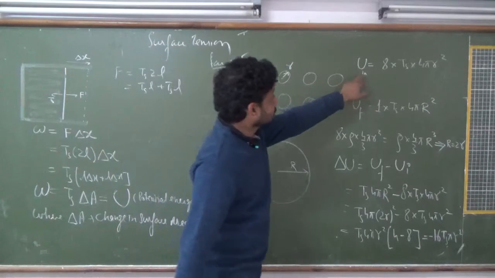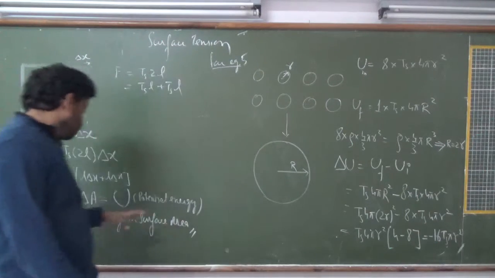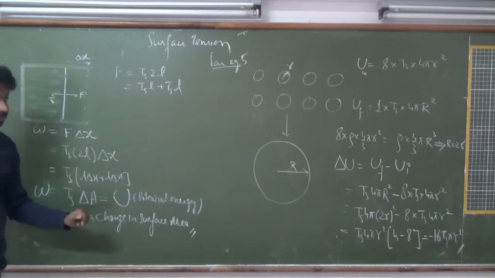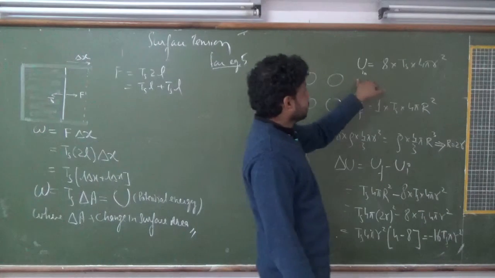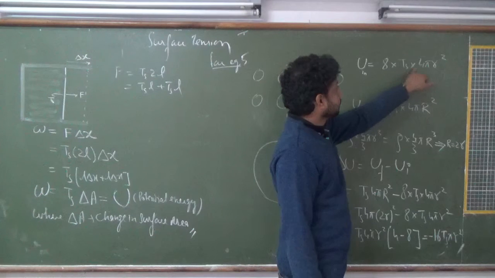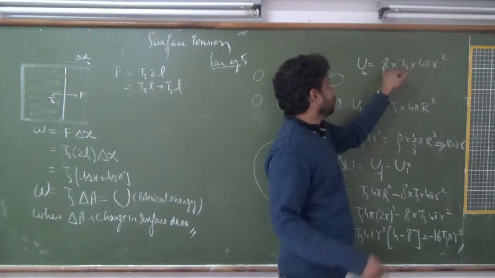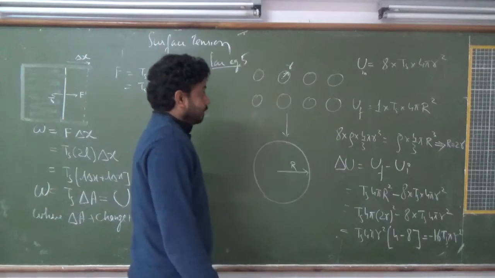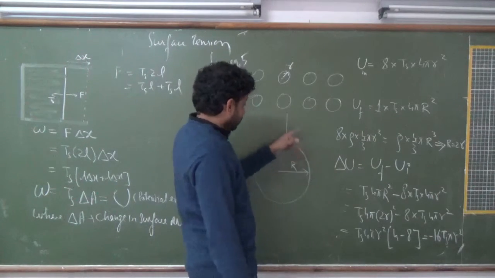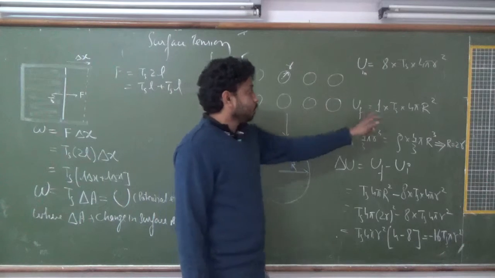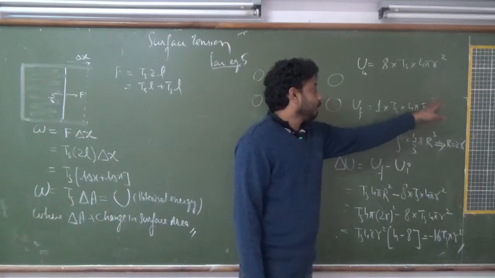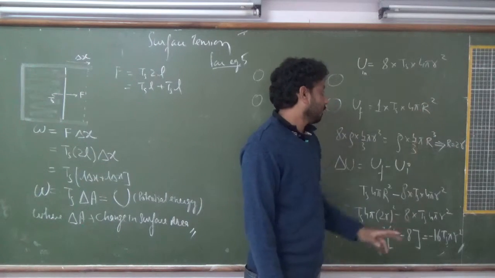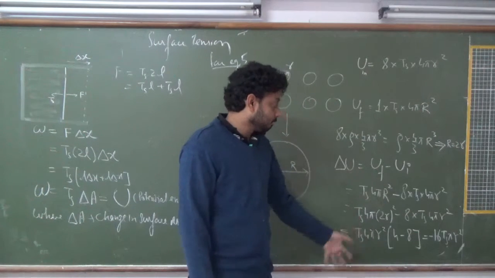Now, initial potential energy. I am going to use this formula, potential energy equal to surface tension multiplied by area. So initial potential energy is equal to 8 into Ts into 4 pi r square. 8 because there are 8 drops, and 4 pi r square is each drop's surface area. U final, because it comes back to one single drop, is 1 into Ts into 4 pi capital R square. Now, you need to relate small r and capital R. Otherwise, you cannot proceed in the problem.